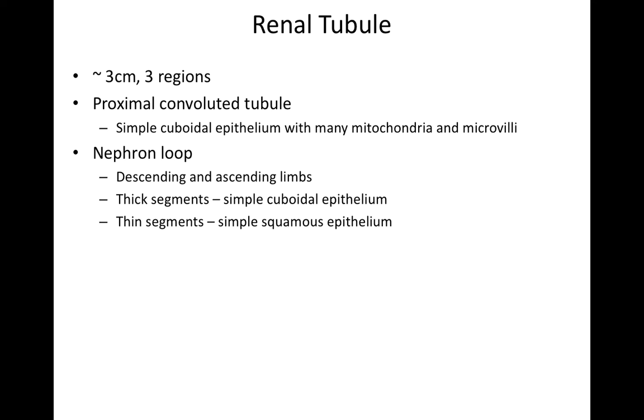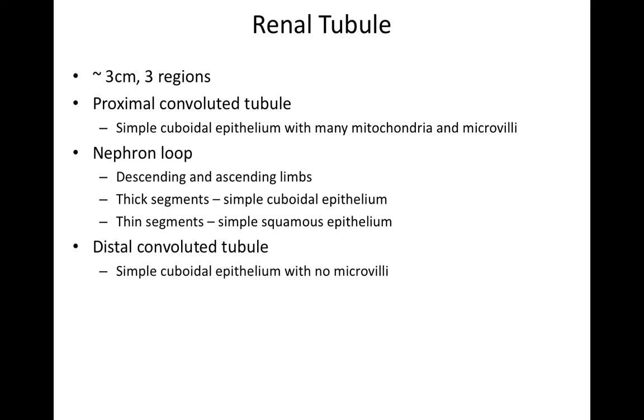Then we go into the loop, which has a descending limb that goes down into the medulla, and then an ascending limb that comes up. We're going to see that there are thick and thin segments. Thick segments are simple cuboidal, thin segments are going to be simple squamous. Essentially, the thin segments are going to allow water to pass a lot easier, whereas the thick is not going to be permeable to water.